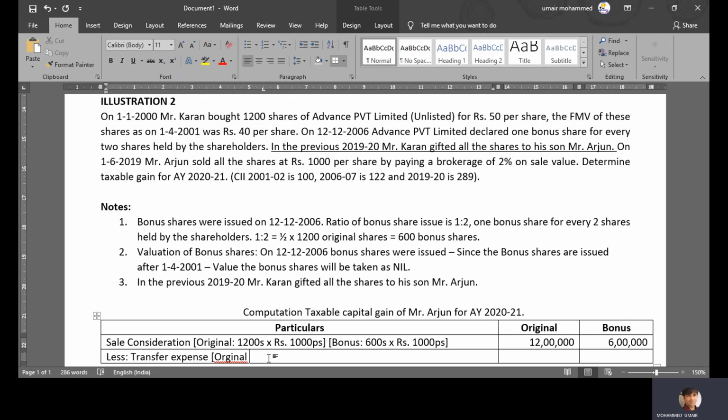So original shares are sold at rupees 12 lakhs. Rupees 12 lakhs into 2%. Likewise, bonus shares are also being sold. Bonus shares, rupees 6 lakh into 2%. So let's do the calculation. So here you get 24,000, and here you get 12,000.